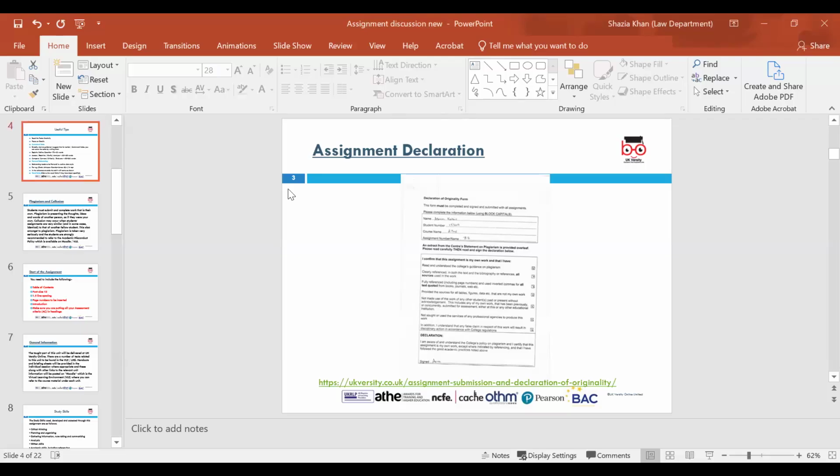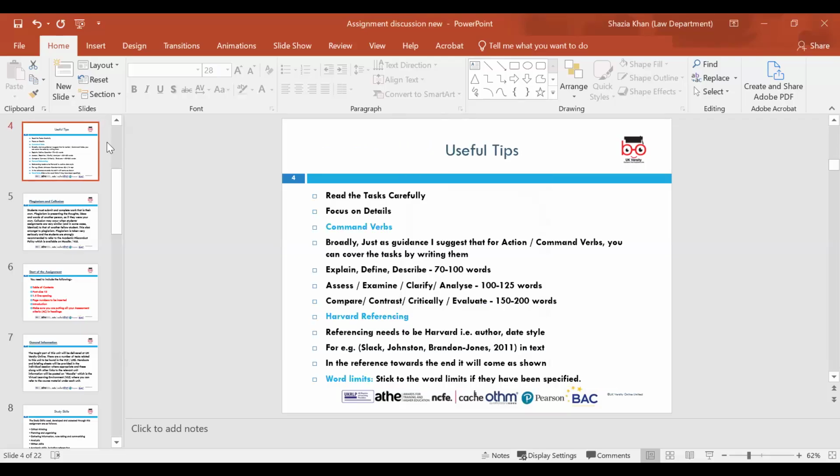Okay. Useful tips. So read the tasks carefully. Focus on the detail. Make sure you are reading and you are answering the question. Do not change the wording of the question, okay? You are making sure you are answering it and you're focusing on what the task is asking you, because sometimes we read beyond the tasks and we go and answer something else. So we've got to be really careful.